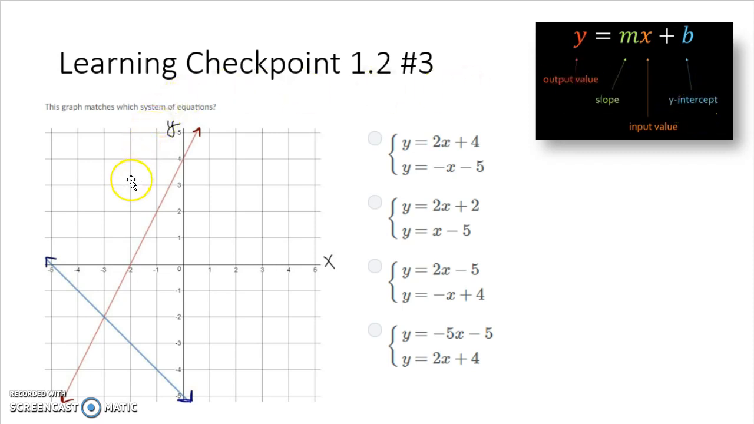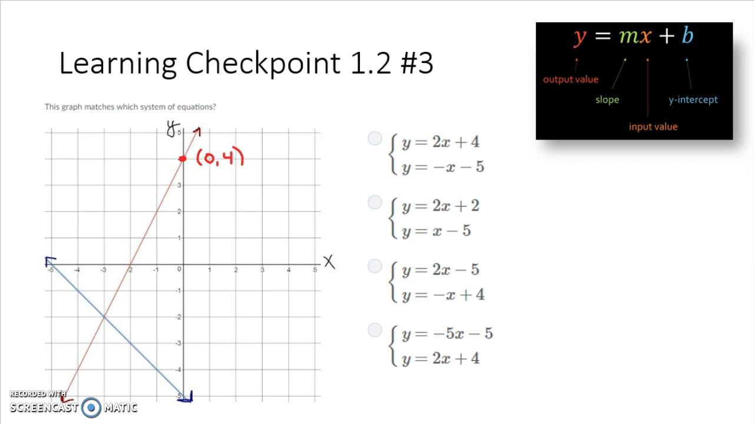So if we come over to the graph, we need to choose the correct equations for both the red line and the blue line. Let's start with the red line. The red line passes through the y-axis at this point 0, 4. So I know that my y-intercept of the red line is going to be positive 4. So I should have a plus 4 at the end of the equation for the red line.